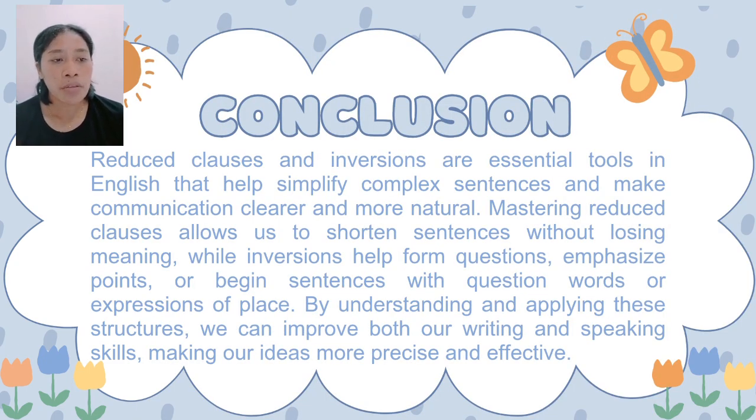Conclusion. Reduced clauses and inversion are essential tools in English to help simplify complex sentences and make communication clear and more natural. Mastering reduced clauses allows us to shorten sentences while keeping the meaning. Will inversion help form questions, emphasis, or begin a sentence with a question word and expression of place. By understanding and applying this structure, we can improve both our reading and speaking skills, making our ideas more precise and effective.